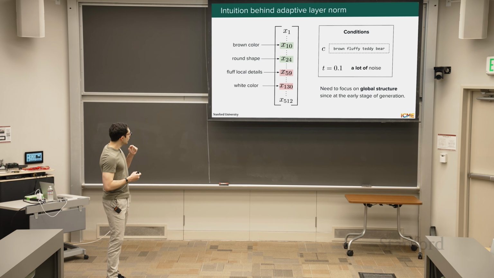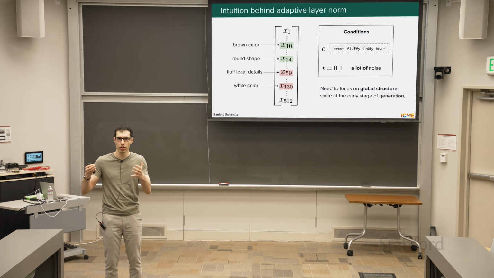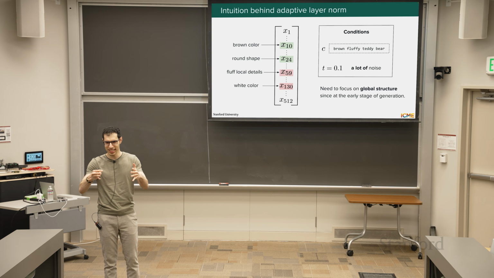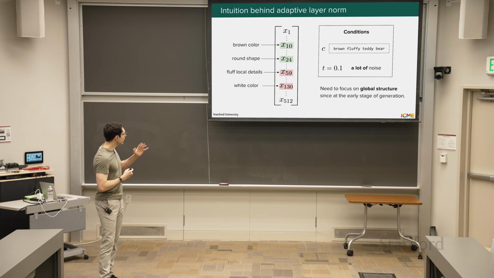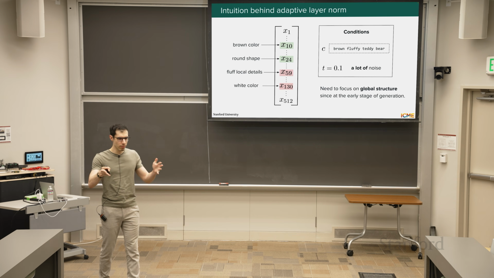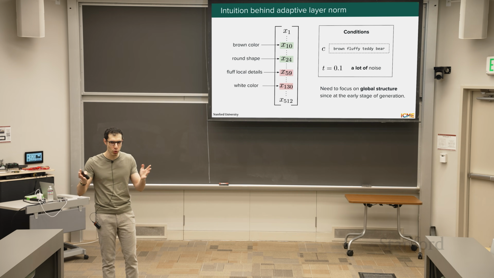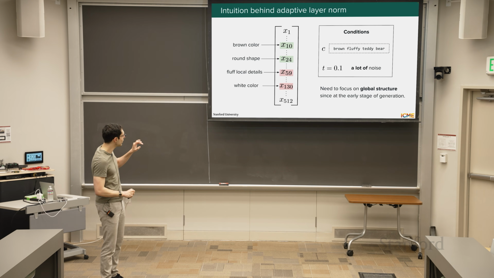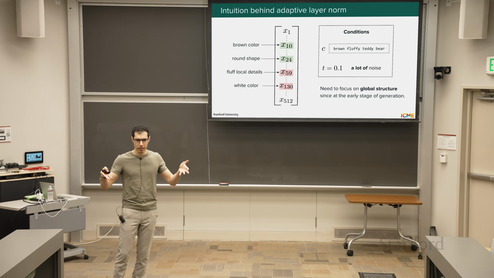So at that stage of the generation, you want to focus on surfacing the global structure of the image. Because it's still super noisy, you're just trying to sketch what the final image is. Here you want some brownness in the image, and some round shapes that may represent your teddy bear, and so on. You want these features to surface. So our intuition tells us that you want these dimensions to have a higher intensity.